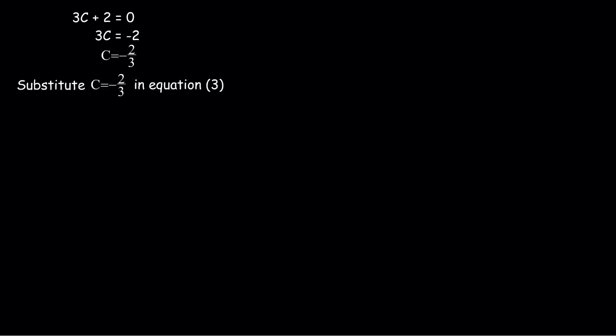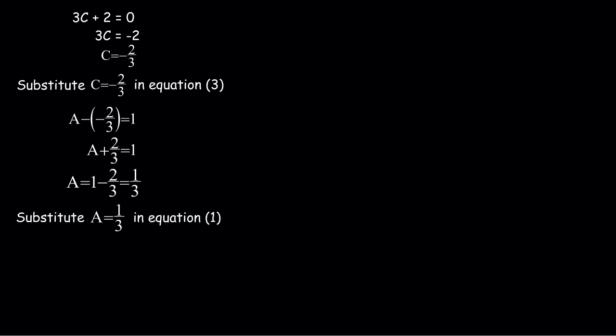At this point, we are going to substitute c is equals to minus 2 divided by 3 in equation 3, and when we do that, equation 3 becomes a minus in bracket minus 2 divided by 3 is equals to 1. Opening our bracket, it becomes a plus 2 divided by 3 is equals to 1, because the negative times negative will become positive, and a will be equals to 1 minus 2 over 3, which is equals to 1 over 3. Now we are going to substitute a is equals to 1 over 3 in equation 1, and doing so, equation 1 becomes 1 over 3 plus b equals to 0, and b will be equals to minus 1 over 3.